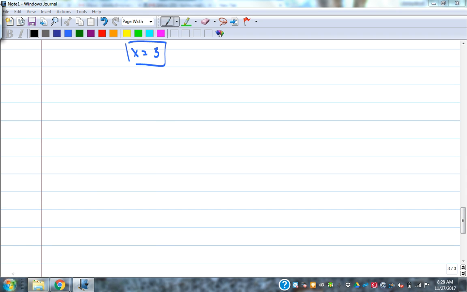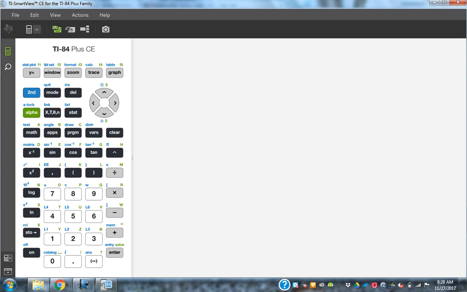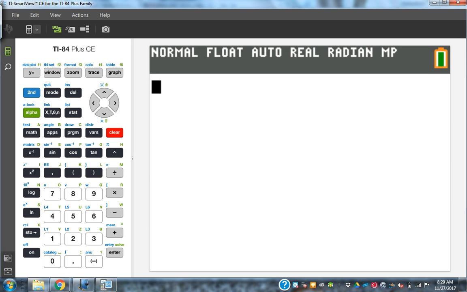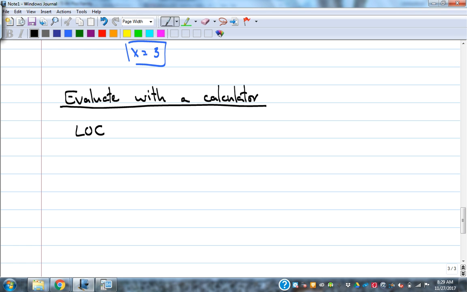All right, let's look at it with the calculator. Let me get my calculator open. I'll show you how to do different log bases with your graphing calculator or any calculator that's got a log button on it. All right, so evaluate with a calculator. A couple of different ways to do it. One way involves using the log base function on your calculator, which is easy to do.